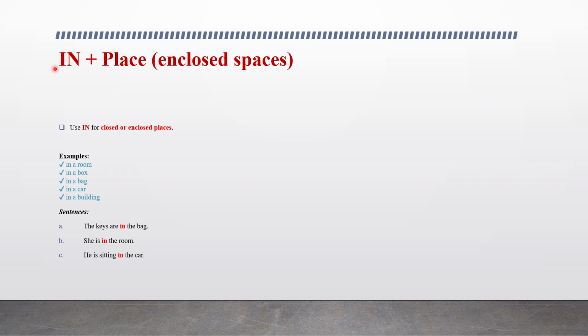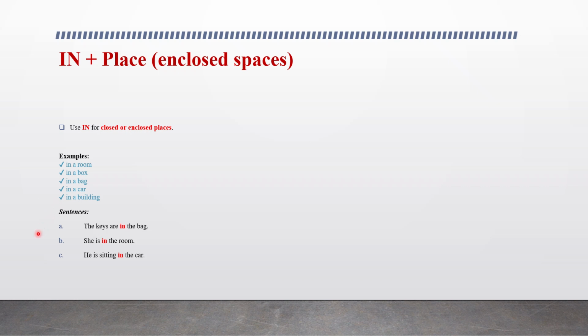These are enclosed places. So you can use the preposition in when you talk about places that are closed or enclosed. I've given you some examples down here. You can talk of in a room, in a box, in a bag, in a car, in a building. We are focusing on an area or a place that is enclosed. That is why we're using the preposition in.